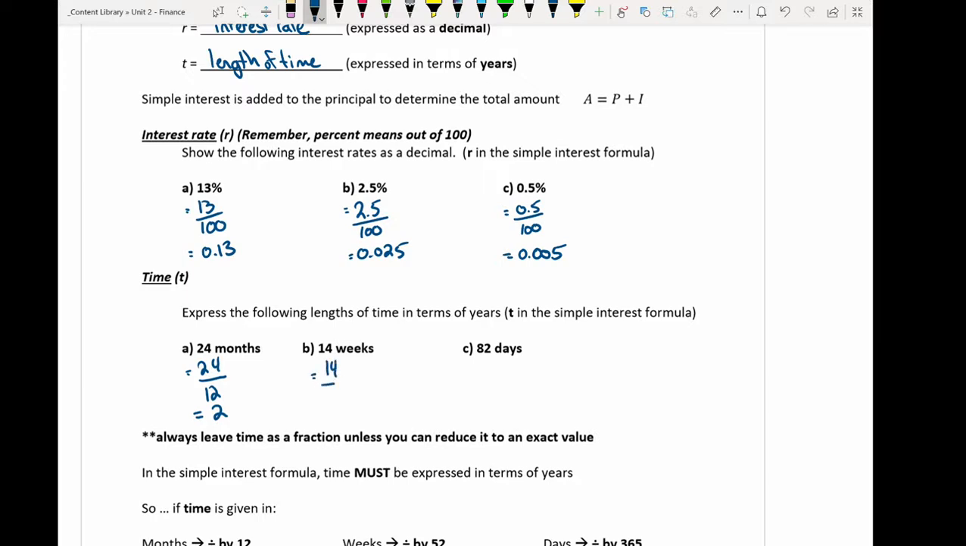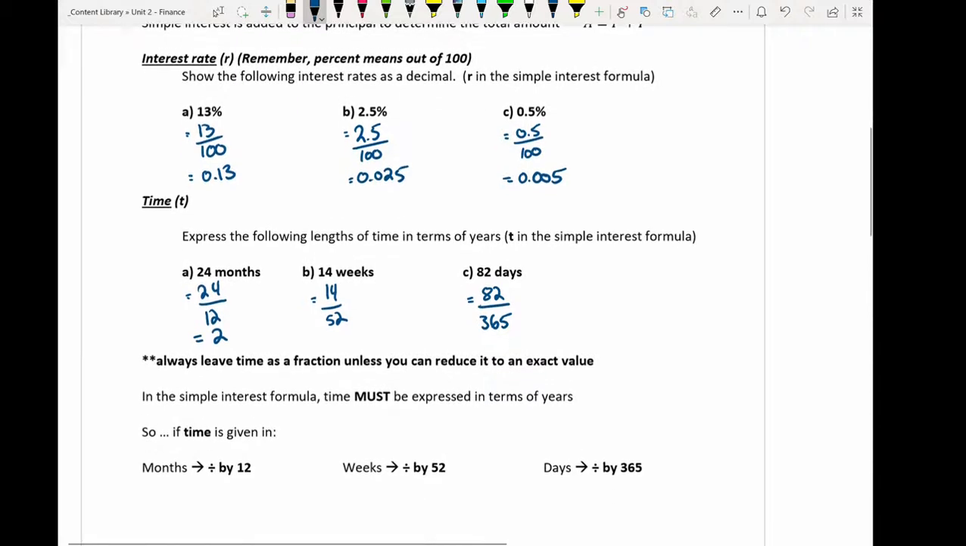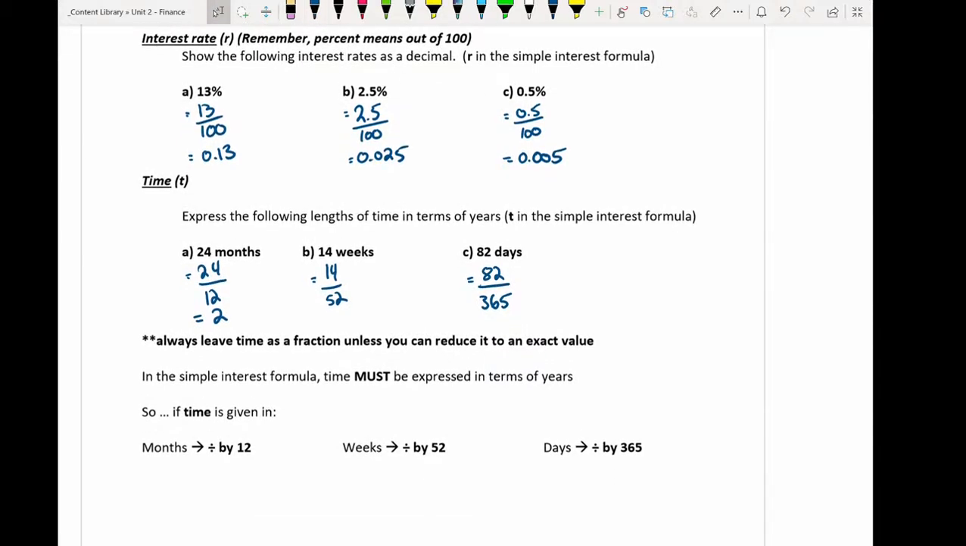14 weeks, because it's weeks, I'm going to divide by 52. There are 52 weeks in a year. I'm going to leave it as a fraction unless it reduces to an exact value. And then for days, 82 days, I'm going to divide by 365, because there are 365 days. So in the simple interest formula, the reason we did this is because time must be expressed in terms of years. So depending on how time is given, if it's given in months, we have to divide that by 12. If we're given it in weeks, we have to divide it by 52. And if we're given it in days, we have to divide by 365.